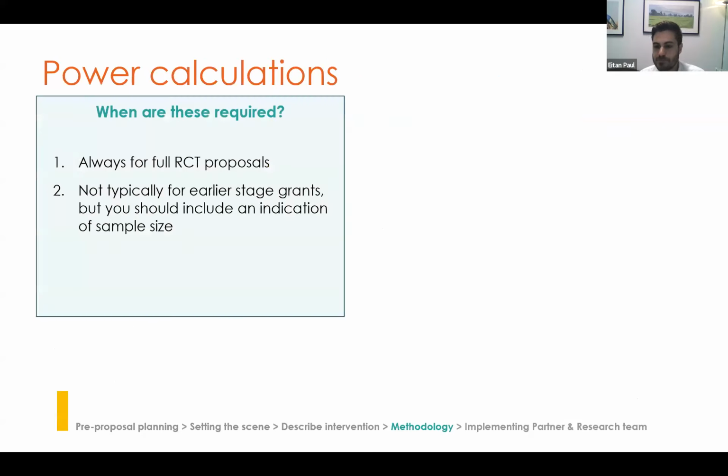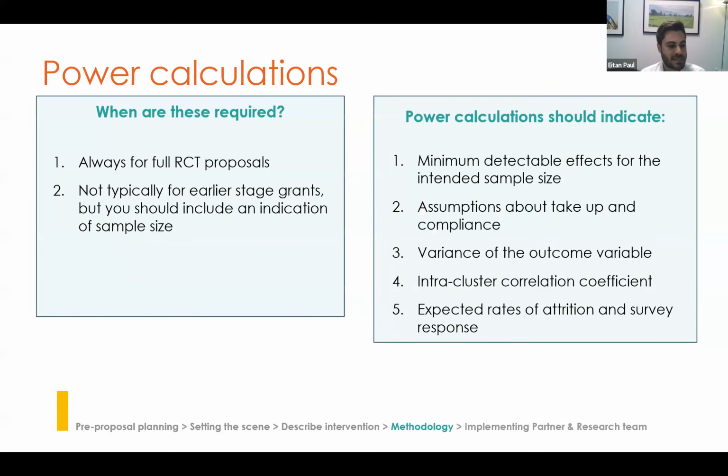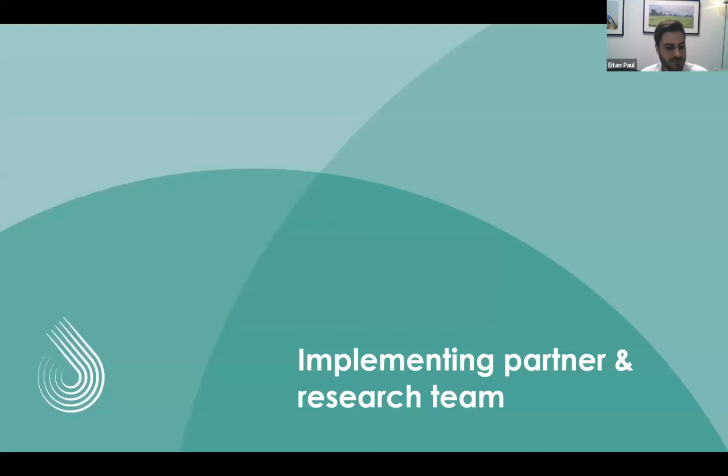So power calculations are generally required for all RCT proposals, and they're going to need to include what the minimum detectable effects are for the sample size, and these other components. I think we can share the slides afterwards, and this is also something we have more resources on.